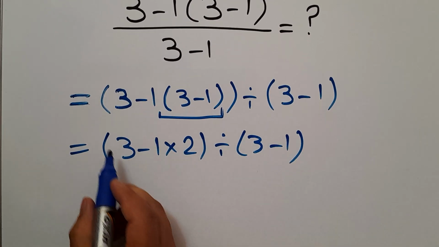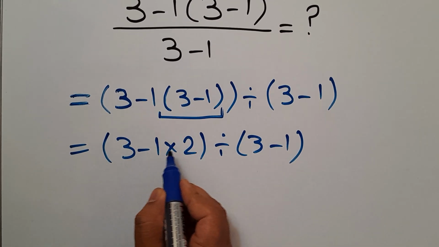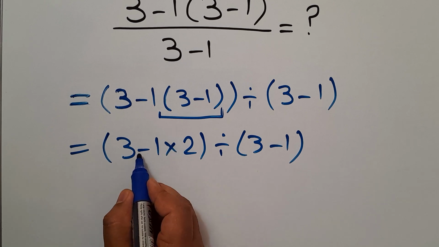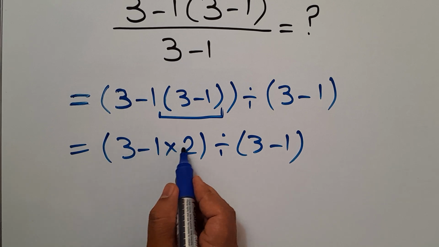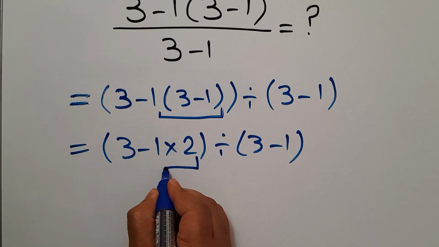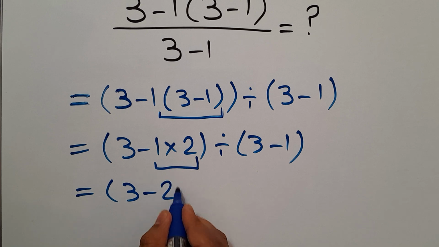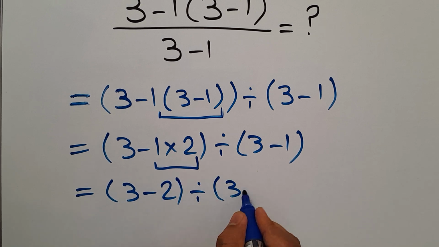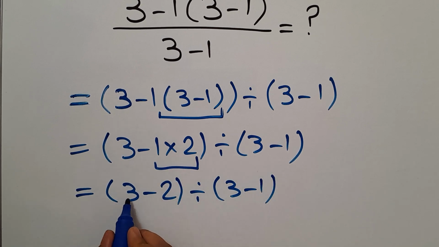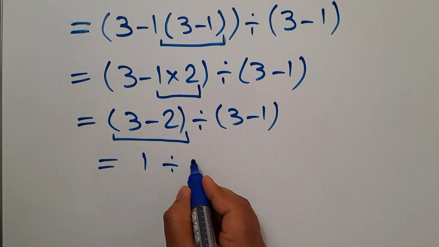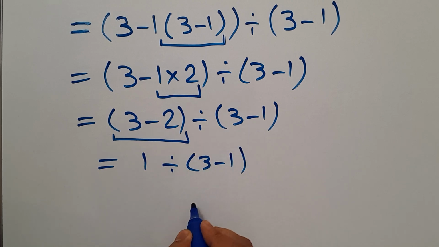Now inside this parentheses we have this subtraction and this multiplication. As we know, multiplication has higher priority than subtraction. 1 times 2 gives us 2. So 3 minus just 2, divided by 3 minus 1. Now 3 minus 2 gives us 1. So we have 1 divided by 3 minus 1.